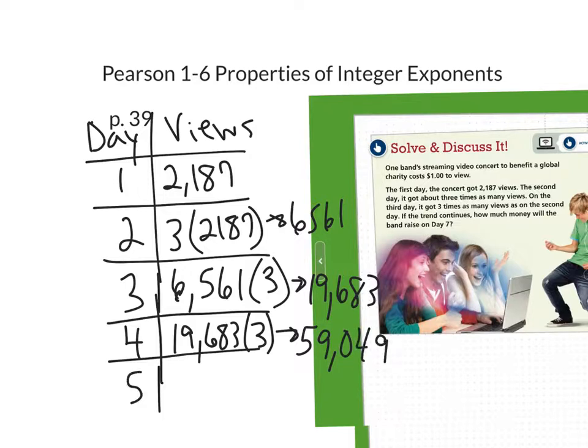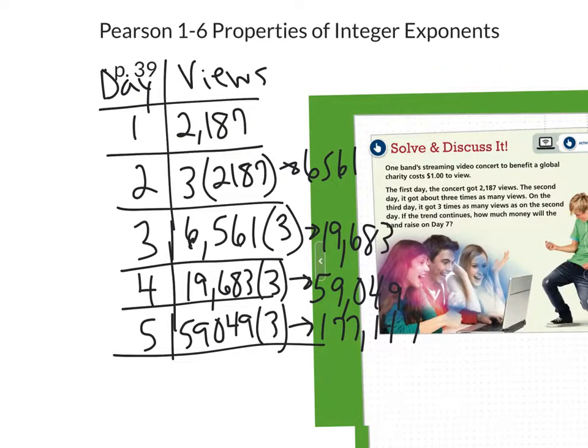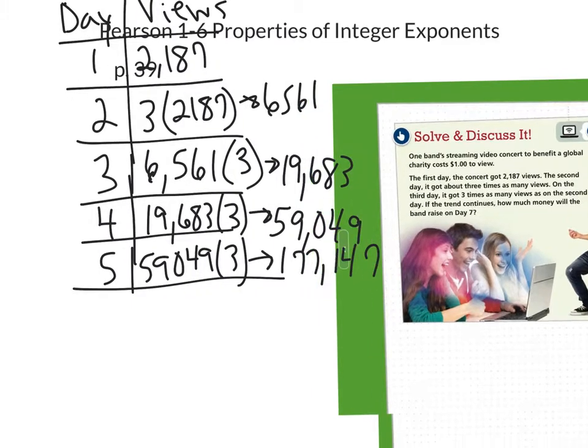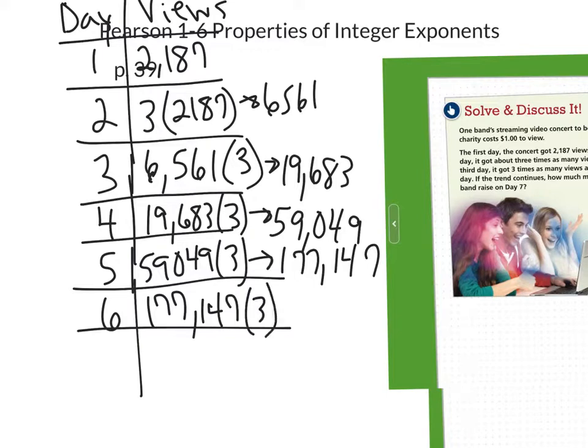Okay, and we'll take that number times 3. And you get $177,147. Okay, we're getting close. Take that times 3. It would be 531,441. And then we'll take that times 3.